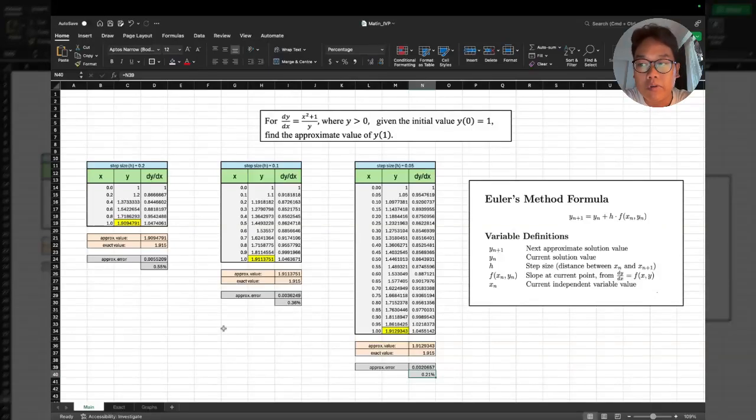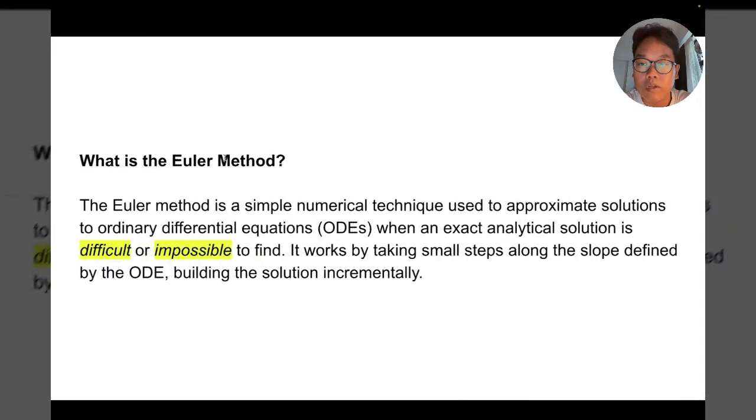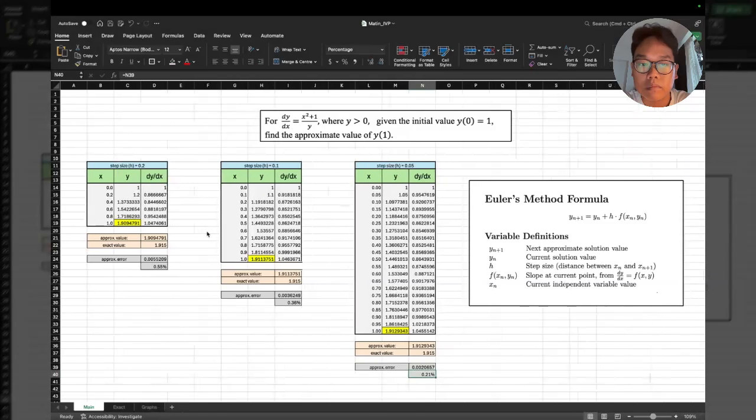Today I'll be talking about Euler's method and how we can use this method to estimate the solution of an initial value problem. What is Euler's method? Euler's method is a simple numerical technique used to approximate solutions to ordinary differential equations when an exact analytical solution is difficult or impossible to find. It works by taking small steps along the slope defined by the ODE, building the solution incrementally.